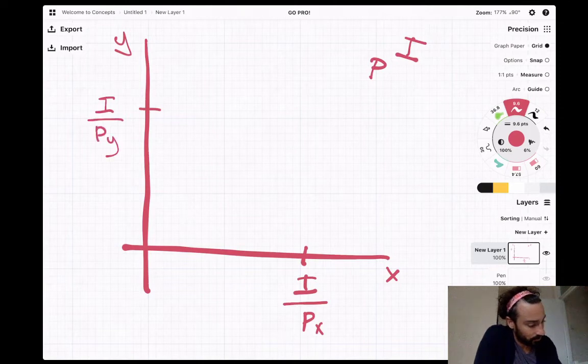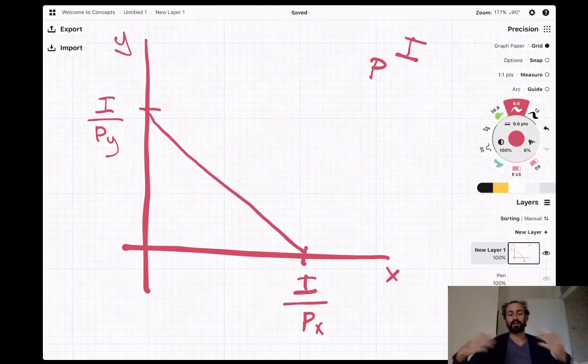And then it's just a linear trade-off between these two things. There's no change in the price if you buy more or less. It's a constant relationship between these, right? And that slope is just negative px over py. And this set inside here is the budget set.